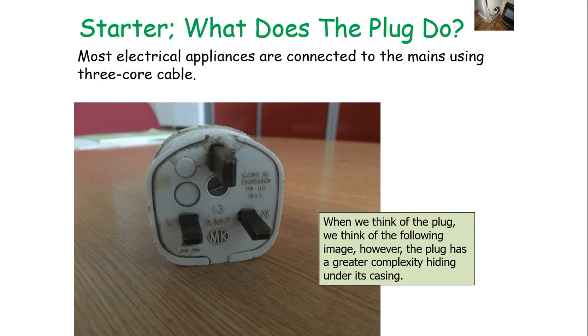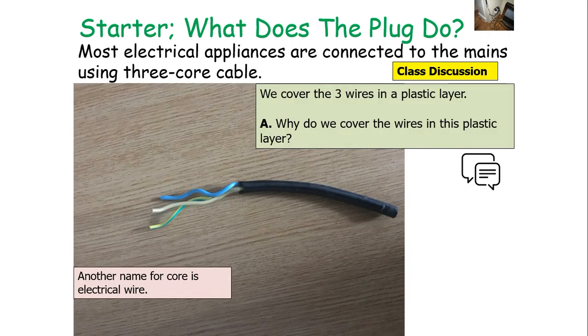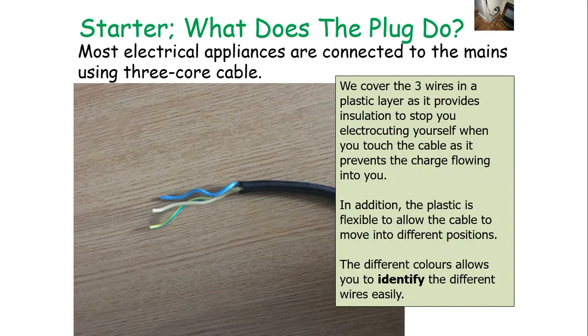Now when we think of a plug, we think of this image, but underneath this plastic casing there's a greater complexity to your plug. Most electrical appliances will have 3 wires or 3 cores in their cable. Now why do we cover the wires in this plastic layer as you can see in the picture? Well, there's actually 2 reasons.